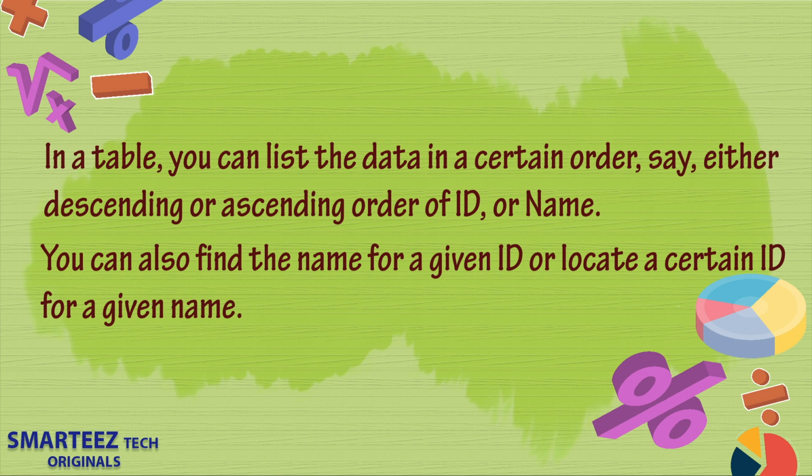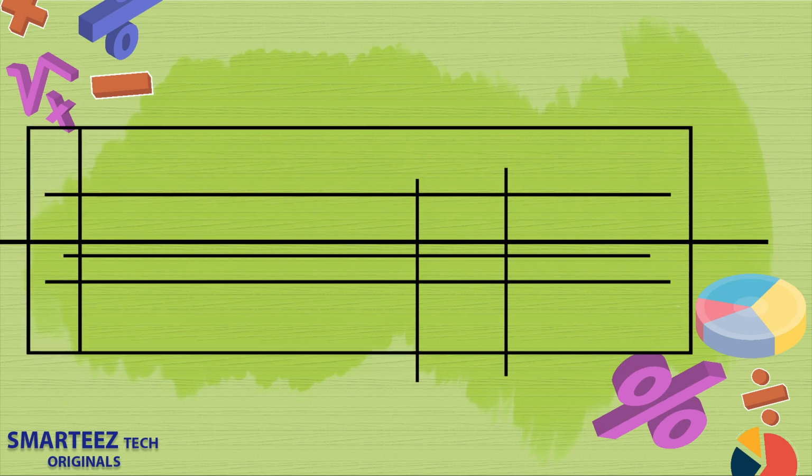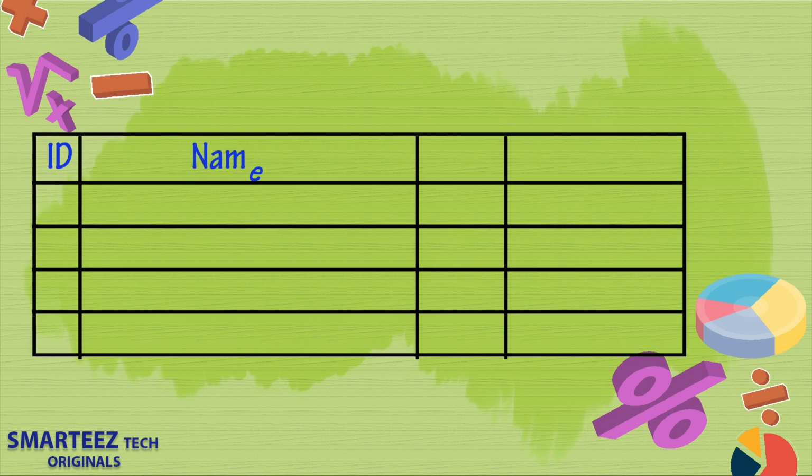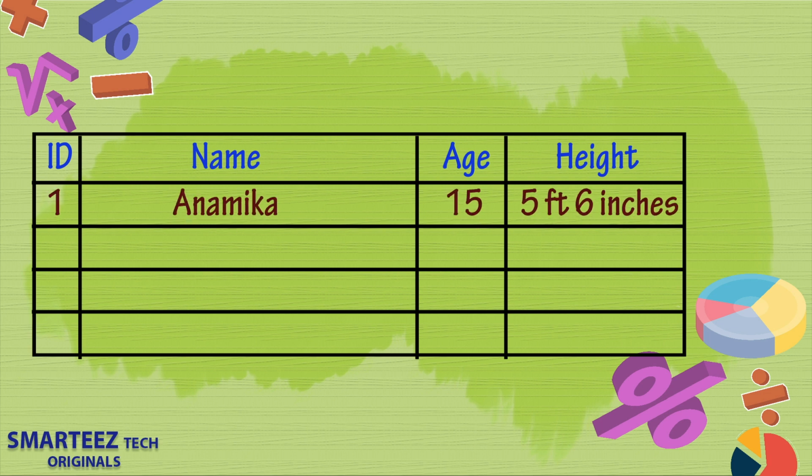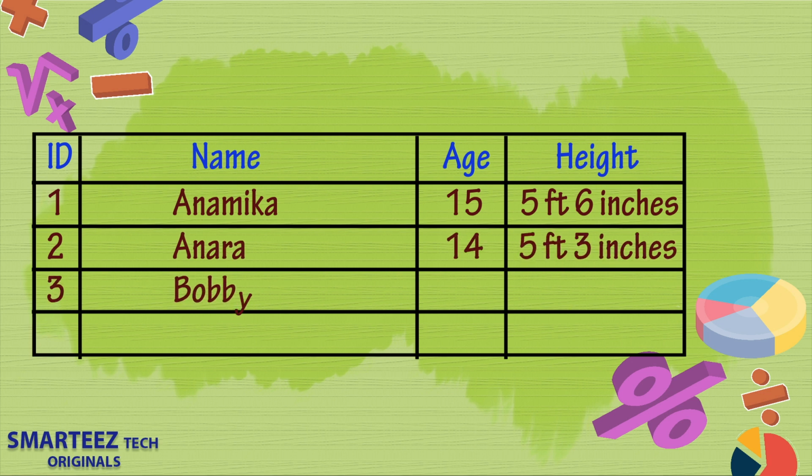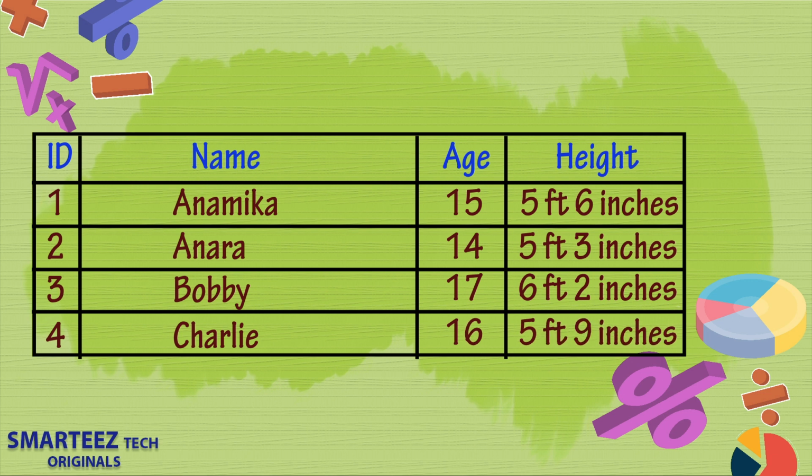There is one other big advantage of using a table. Let's say we want to add more information about the 4 people. We can do it. We can also add more people to it. Let's see the table with added information about their age and height. Now we have 4 columns: ID, name, age, and height. The first row reads 1 Anamika 15, 5 feet 6 inches. The second row's data is 2 Anera 14, 5 feet 3 inches. The third row is 3 Bobby 17, 6 feet 2 inches. The fourth row is 4 Charlie 16, 5 feet 9 inches.